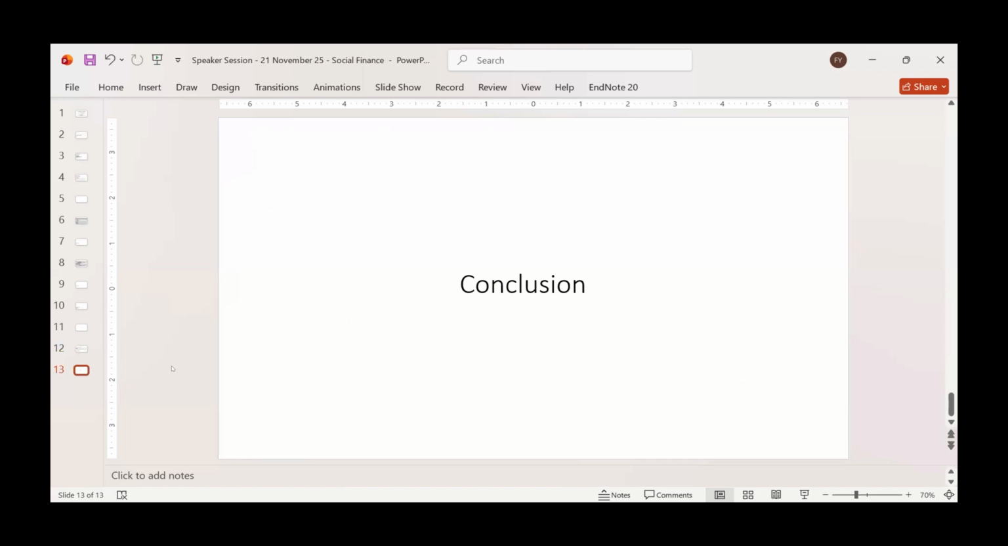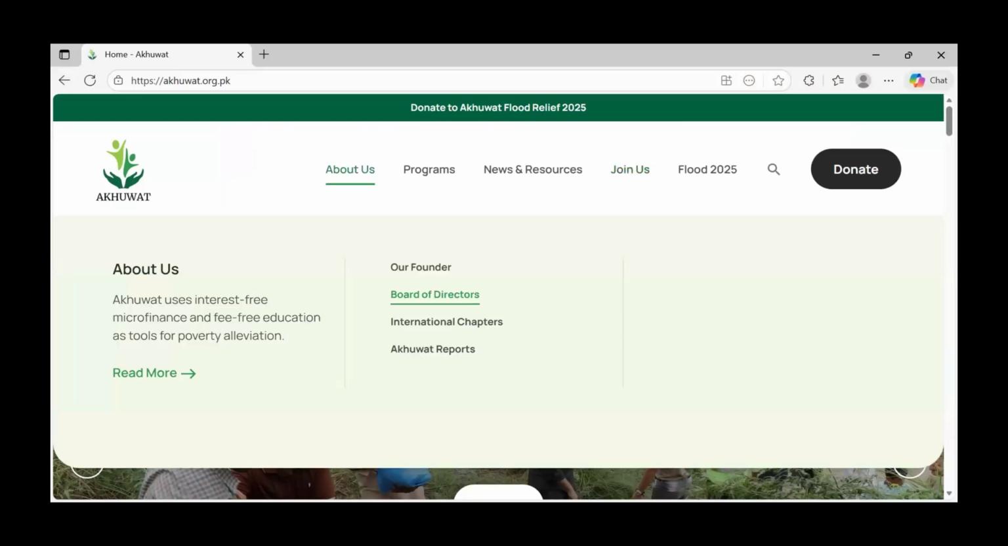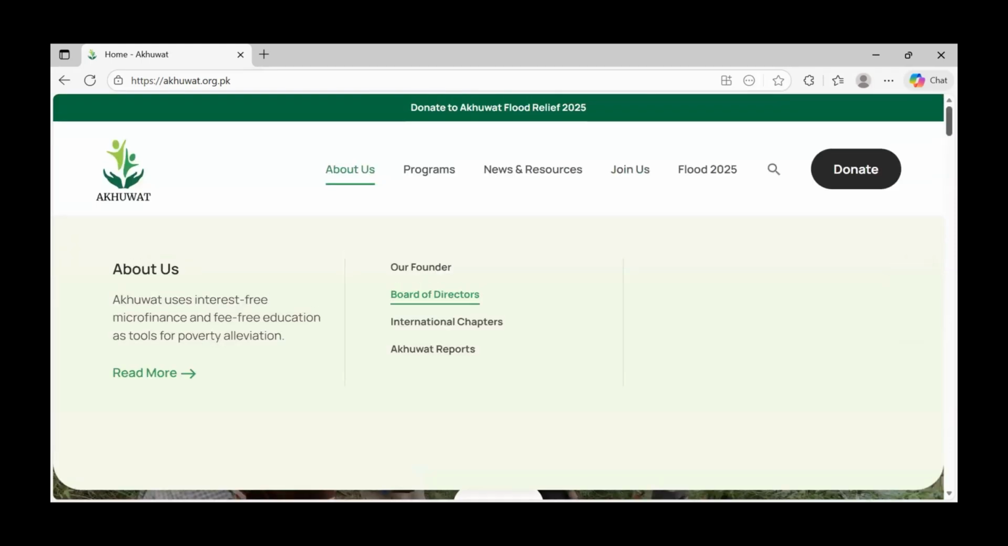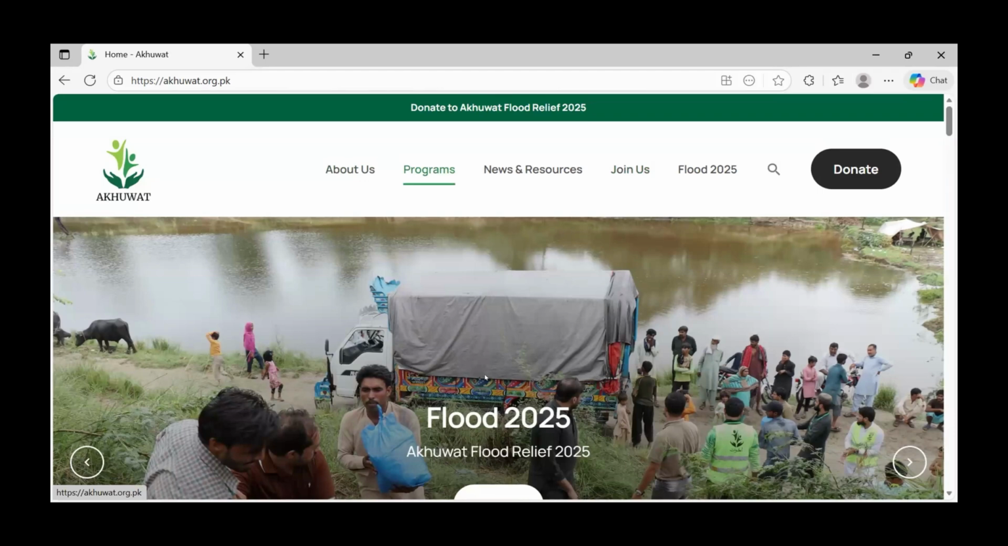Then, before concluding, I would like to show you the Akhuwat model, what Akhuwat is exactly doing. Here you can see, here it is, Akhuwat. And you can see on their website the Akhuwat impacts in numbers: 660 billion in interest-free loans, 3.6 million beneficiaries, families, a 99% recovery rate, and then they have different programs. You can see, even they have programs for the third gender. The Khawaja Sara program is there.